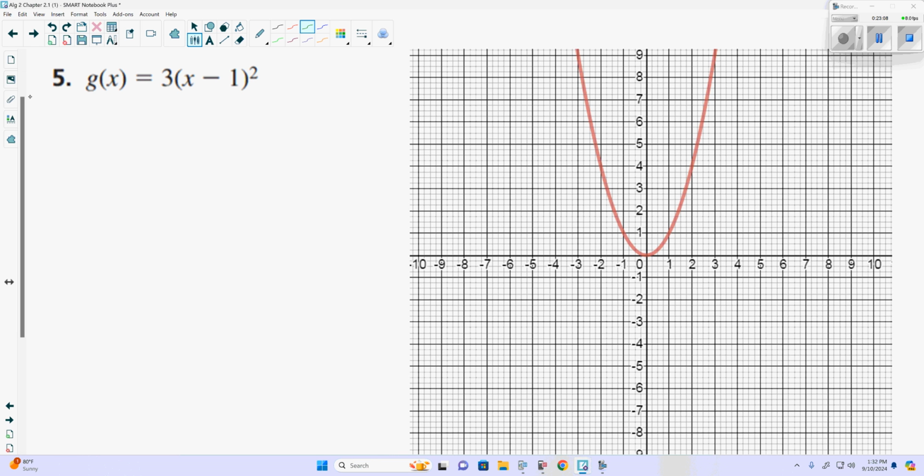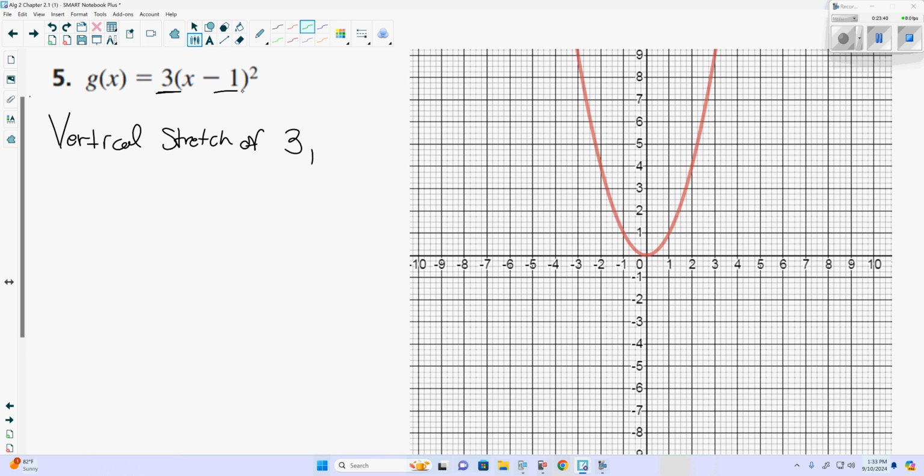Interestingly enough, that 3 in front of the parentheses would be vertical stretch or shrink, yes? This 3 is a vertical stretch or shrink of 3. We don't have to flip it. Vertical stretch and shrink, we don't have to mess with that 3. That's exactly what it is. And since that 3 is greater than 1, it means it's a vertical stretch of 3.